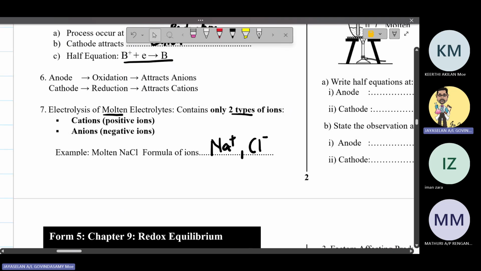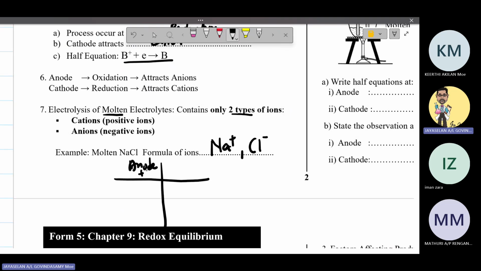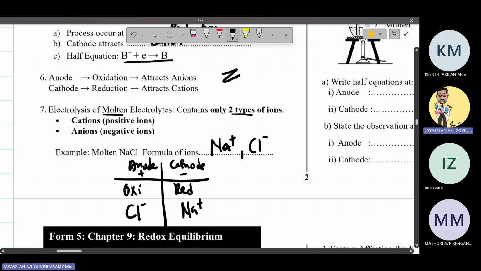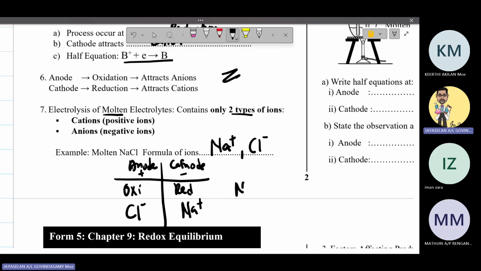When there are 2 ions, remember, you move the ions to the anode and cathode. Anode is what terminal? Positive. Cathode is what terminal? Negative. Anode undergoes oxidation. Cathode undergoes reduction. Which of the two ions moves to the anode? Chloride ion. So you put chloride ion here and sodium ion here. When there is one ion at the anode and one ion at the cathode, you don't need to worry about the factor. No factor. You don't need to refer to the factor.